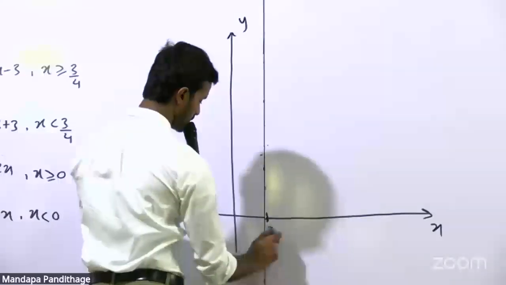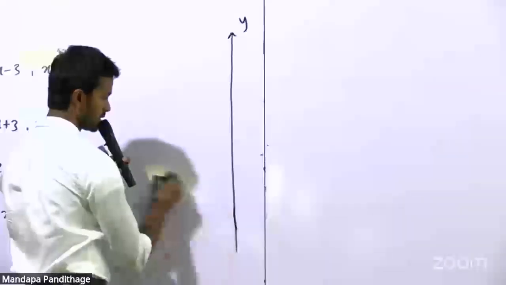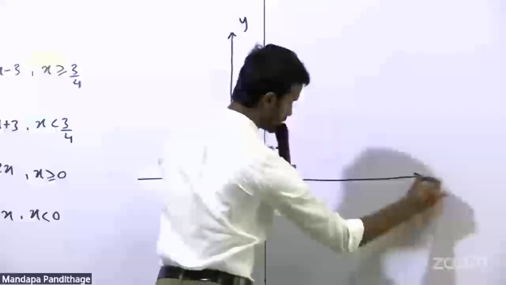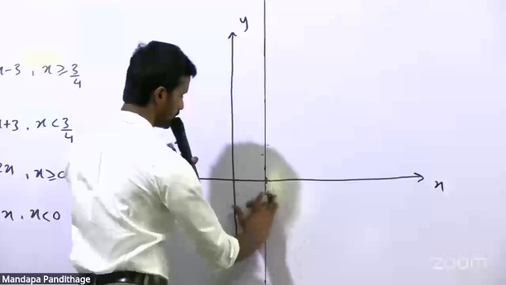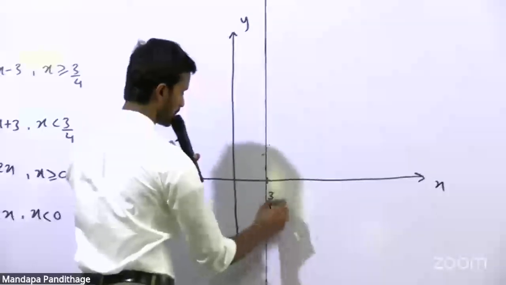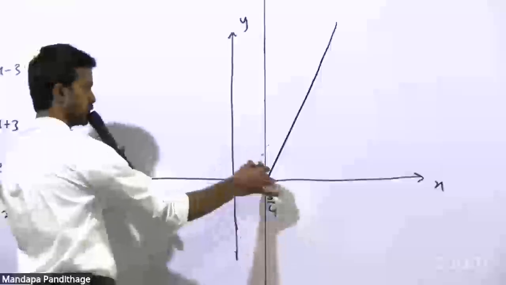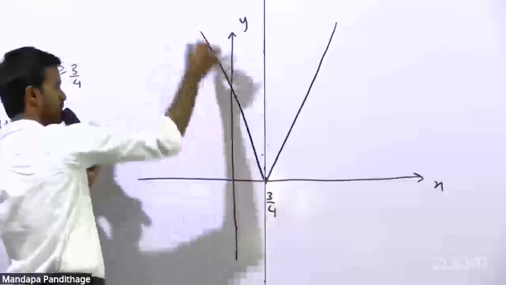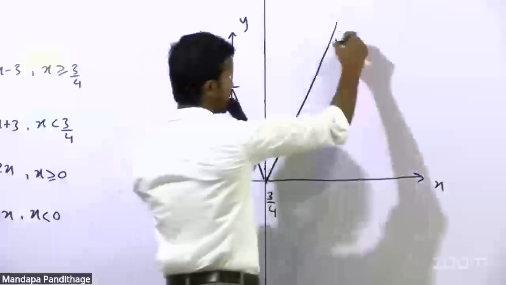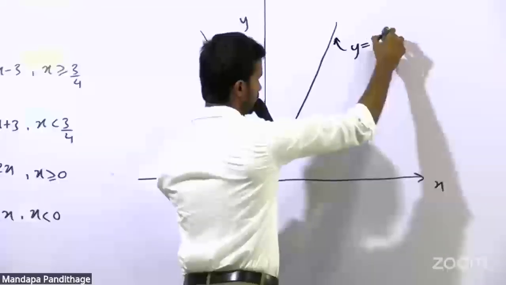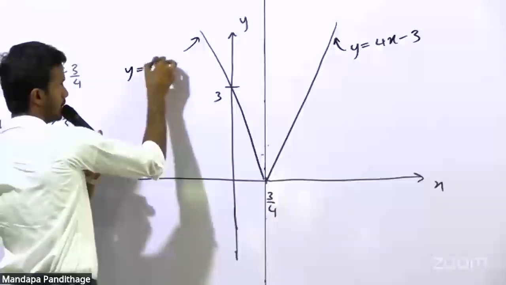It's 0 and the gradient is 4, no? Sorry, the gradient is not 3 over 4, the turning point is 3 over 4, it goes in this way. And the intercept here is 3. So what are the two graphs? This one is y equals 4x minus 3 and this one is y equals minus 4x plus 3.